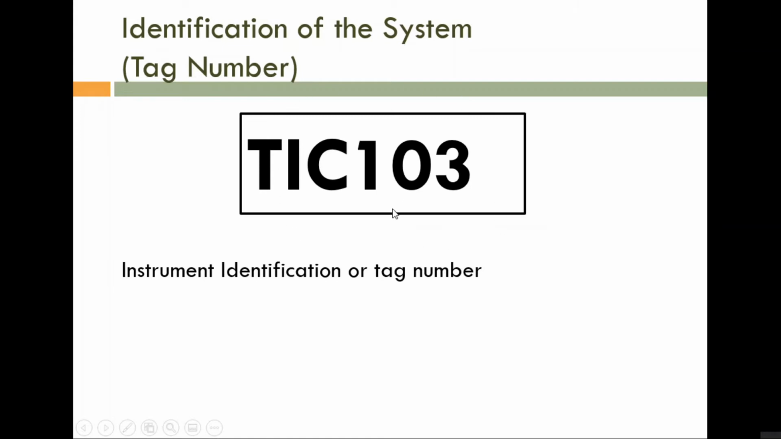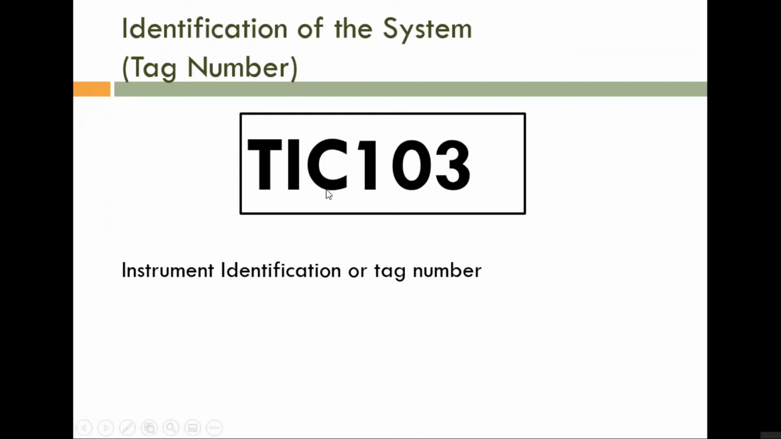So the question is, what are the informations carried by this tag number? Before that, you can see that this one is an alphanumeric combination. It has a character part, TIC is the character part, and 103 is the numeric part. So tag number is the combination of these two. Both must be recorded. Any one is not sufficient. We need the character part and we need the numeric part.